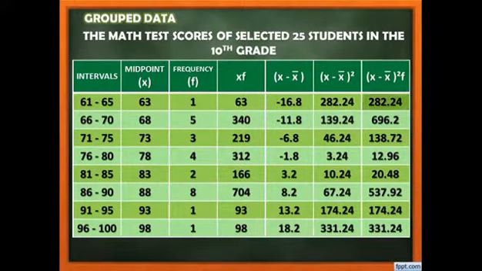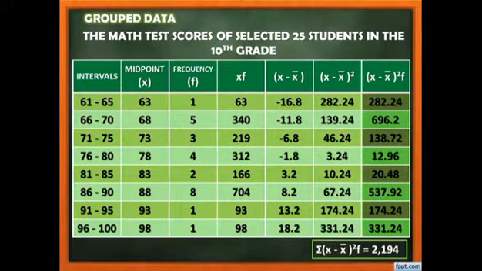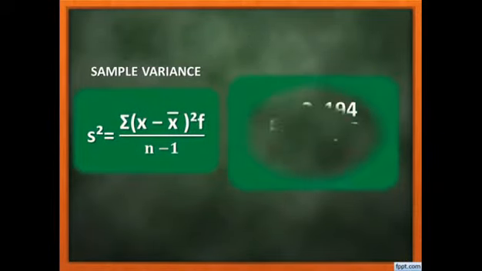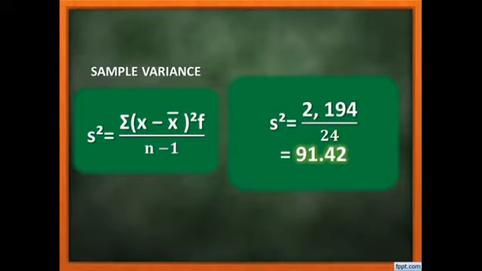Now, for the final step, before we substitute for the formula, let's get the summation of the last column. Then we can now proceed to the formula. We get the answer of 91.42. Did you also get the same answer? Great!